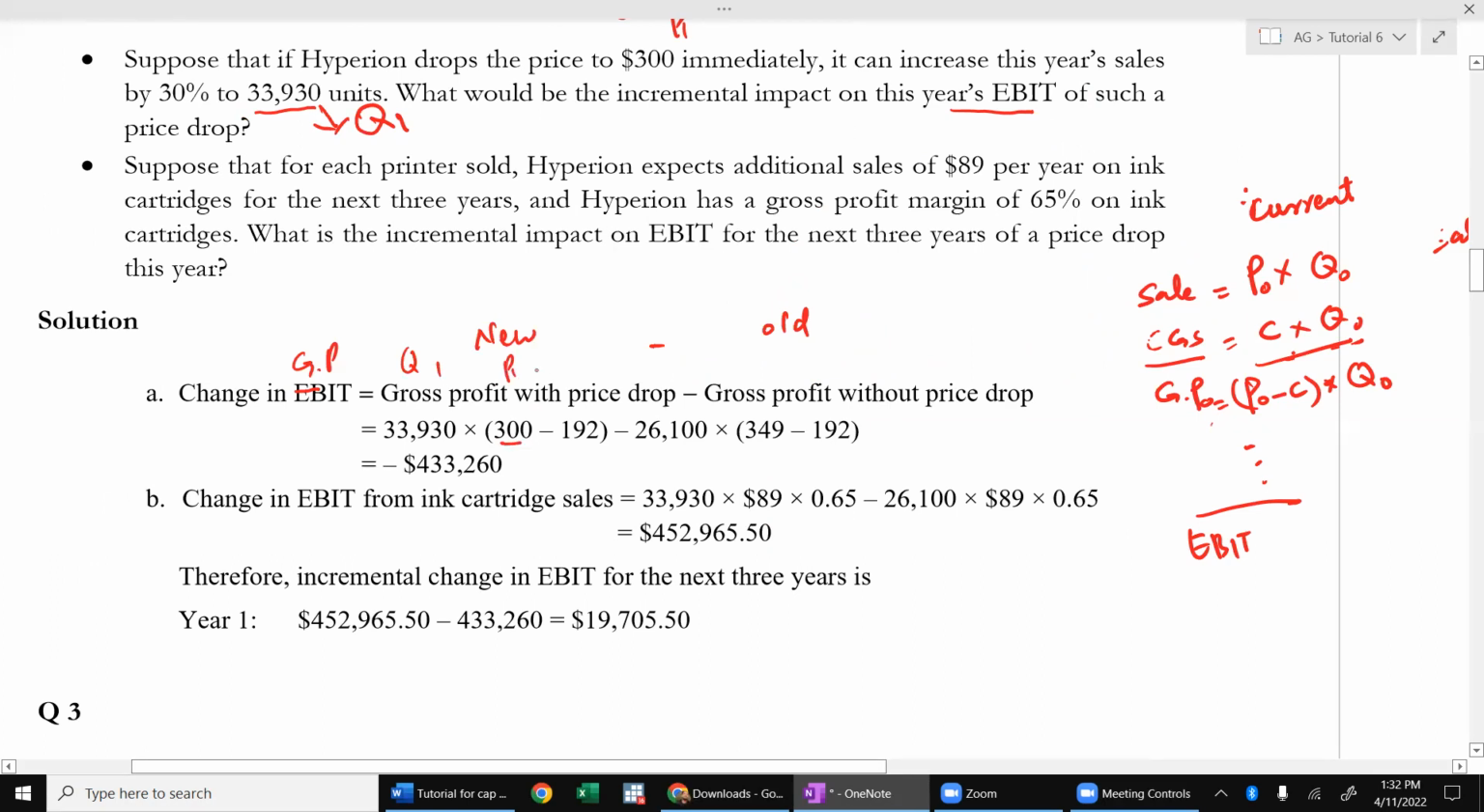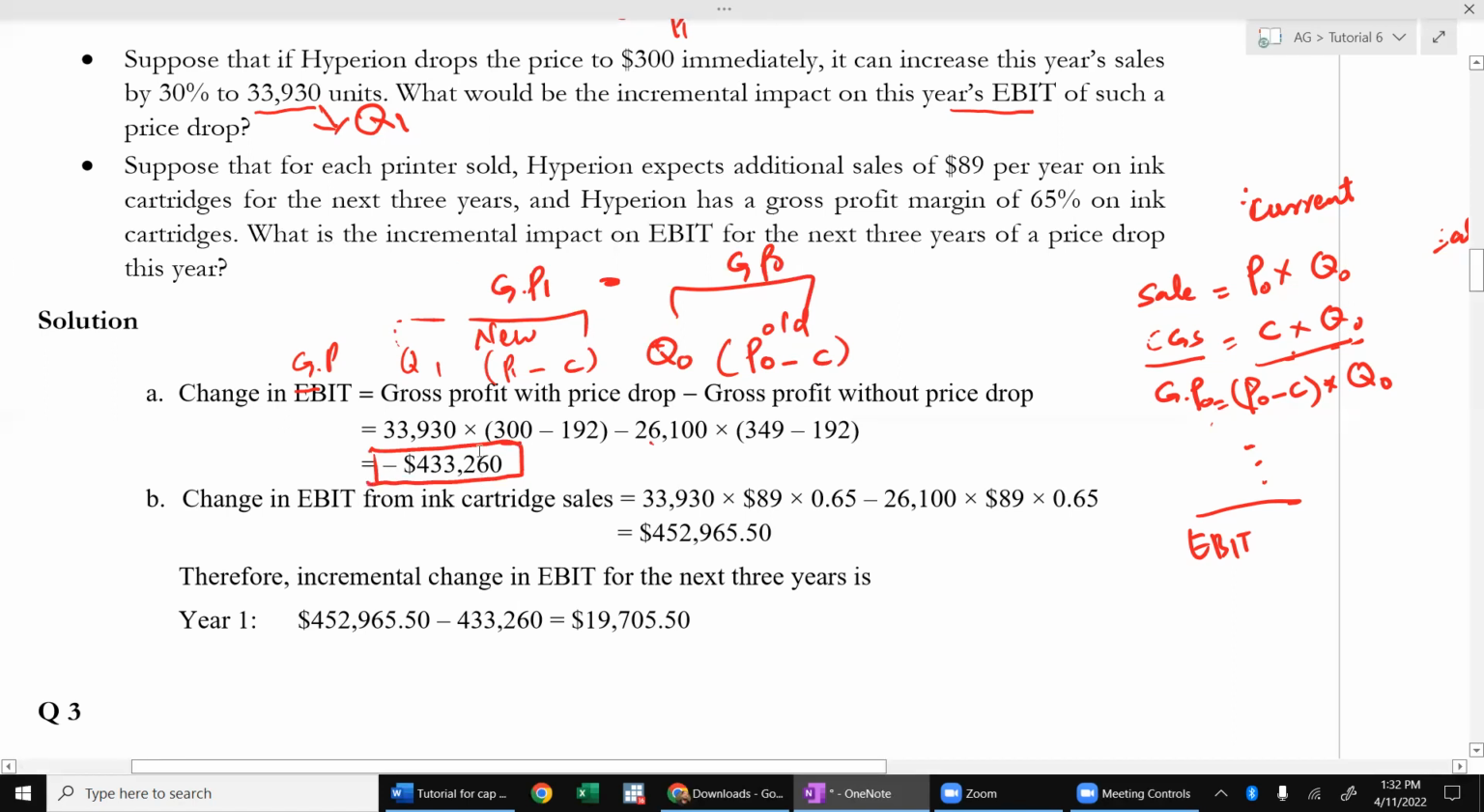This is P1 minus C. Okay, so the second part is the old one, the original, the current price, the current quantity Q0. Then initial price minus C. So if you see the difference, this is gross profit new, and this is gross profit old. So the difference is this difference.